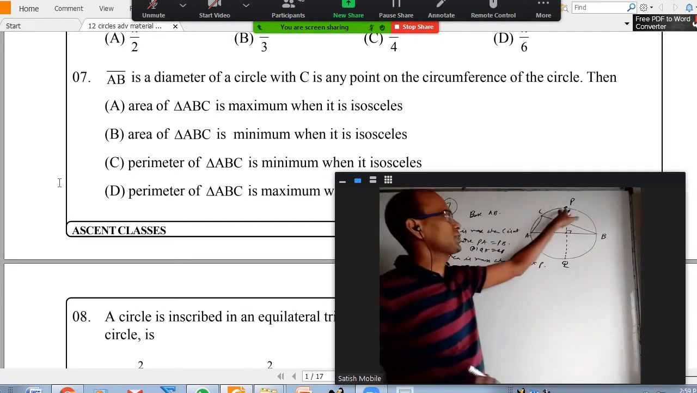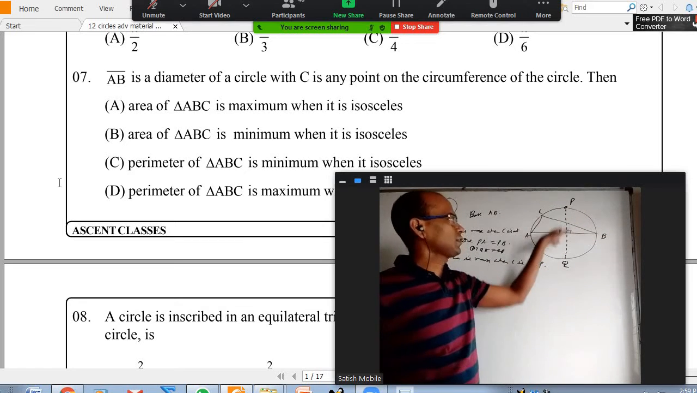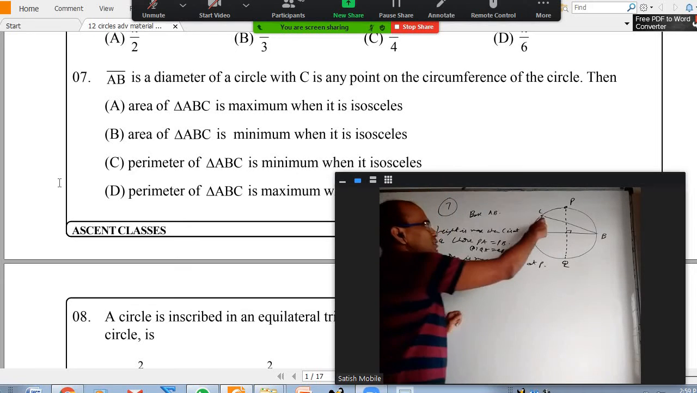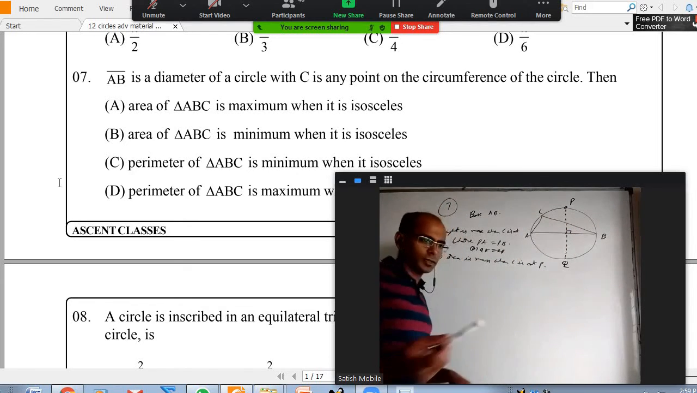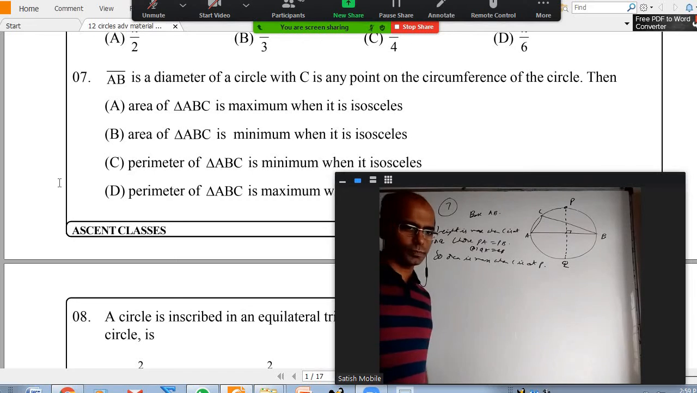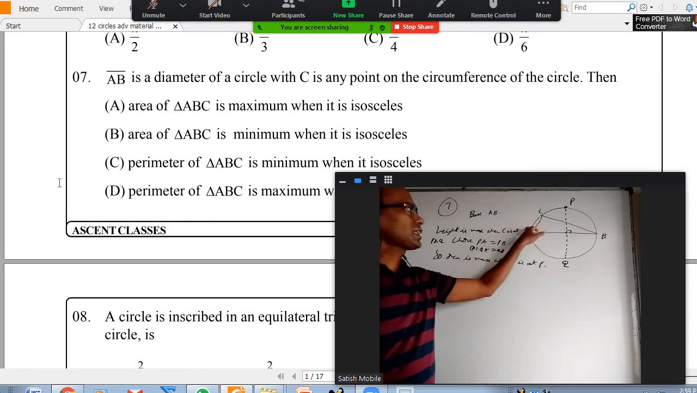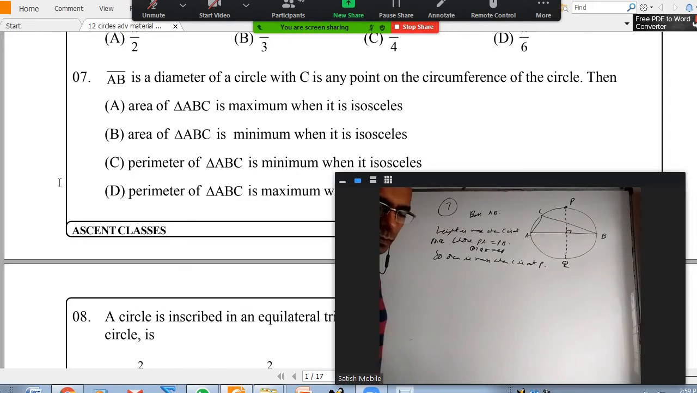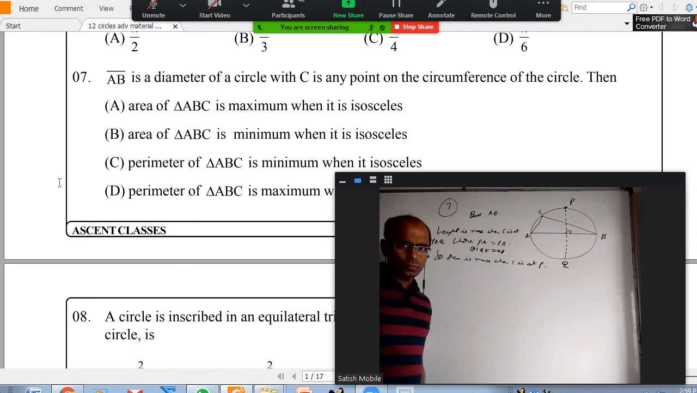So when C is changing, when C comes here, height will be maximum. Anywhere else, height will be a little less. So if you want area to be maximum, C should be here, and at that time it will be a right angle isosceles triangle. If somewhere else, it is not an isosceles triangle, so area will be maximum only when it is isosceles. Is it okay? Yes, sir.